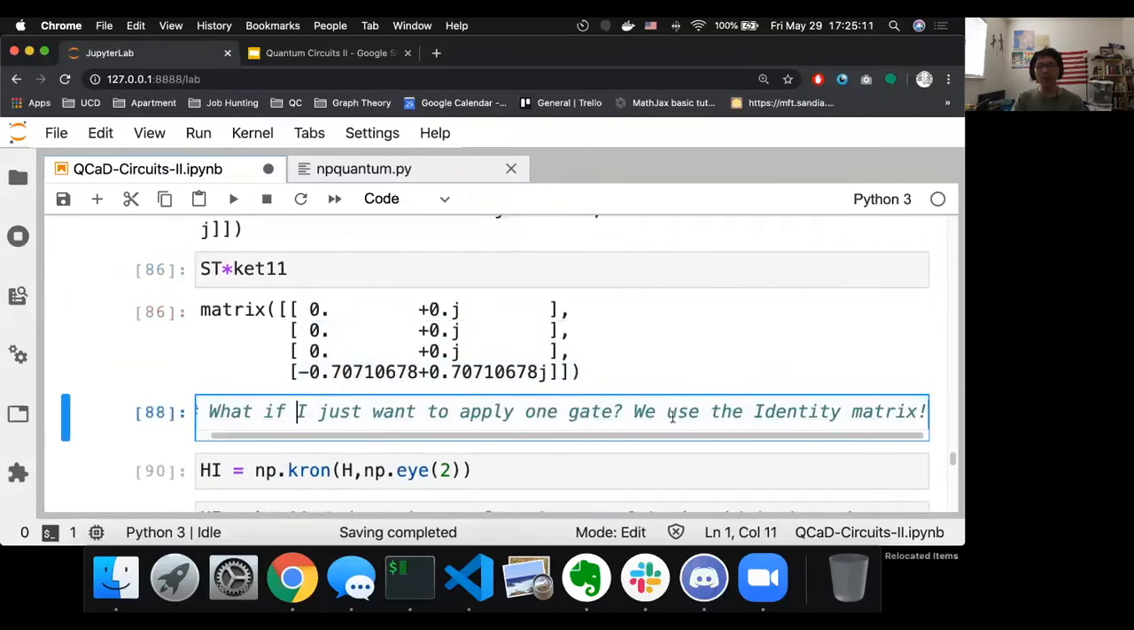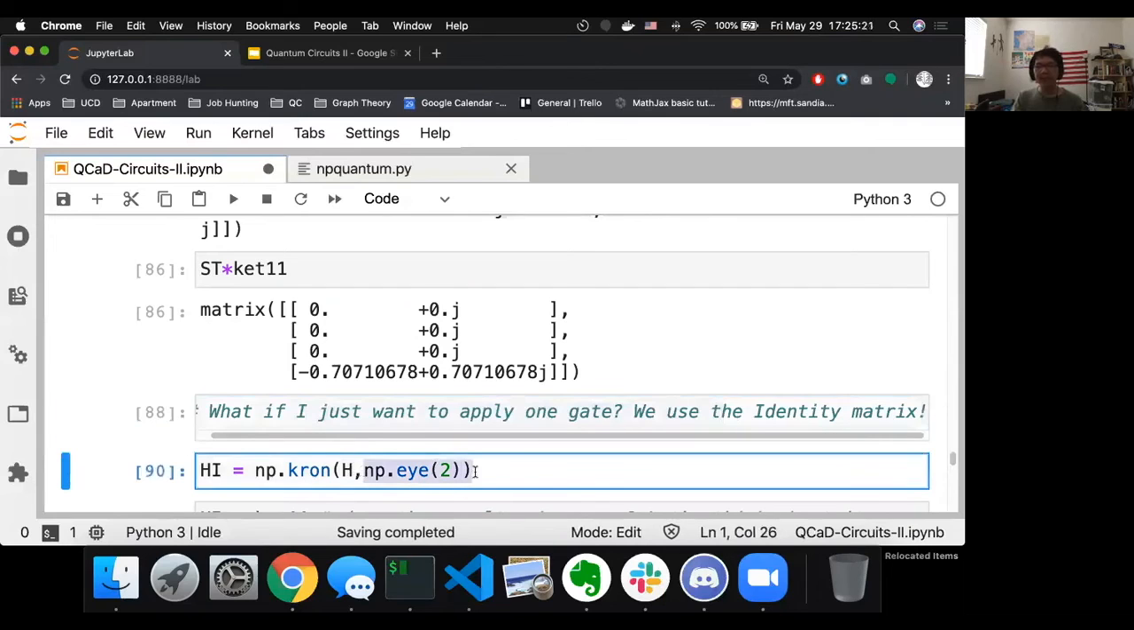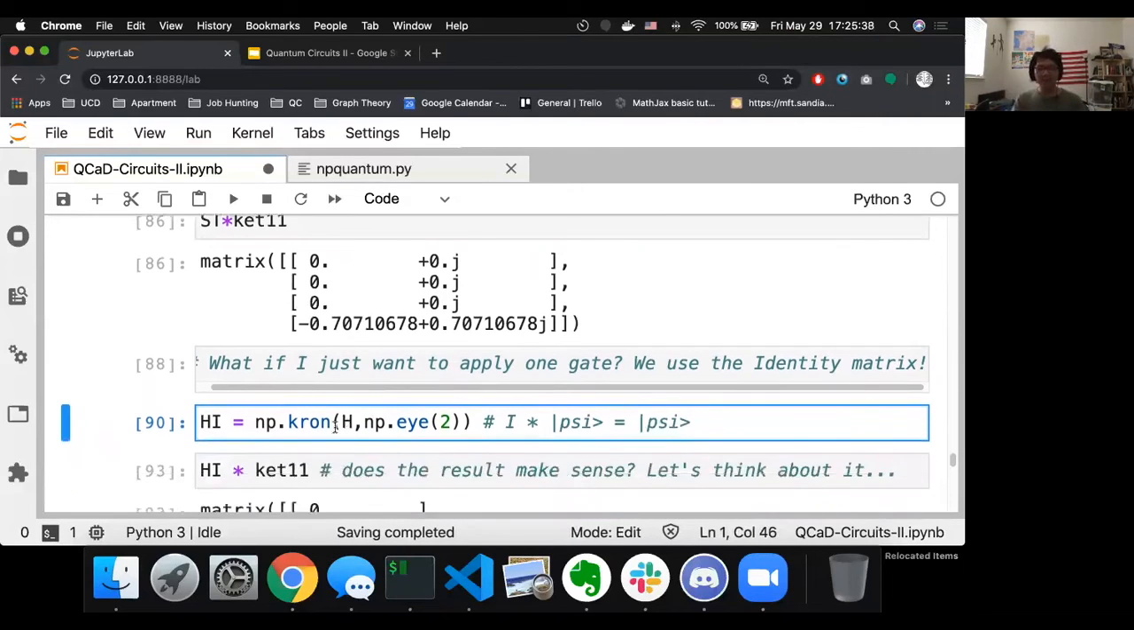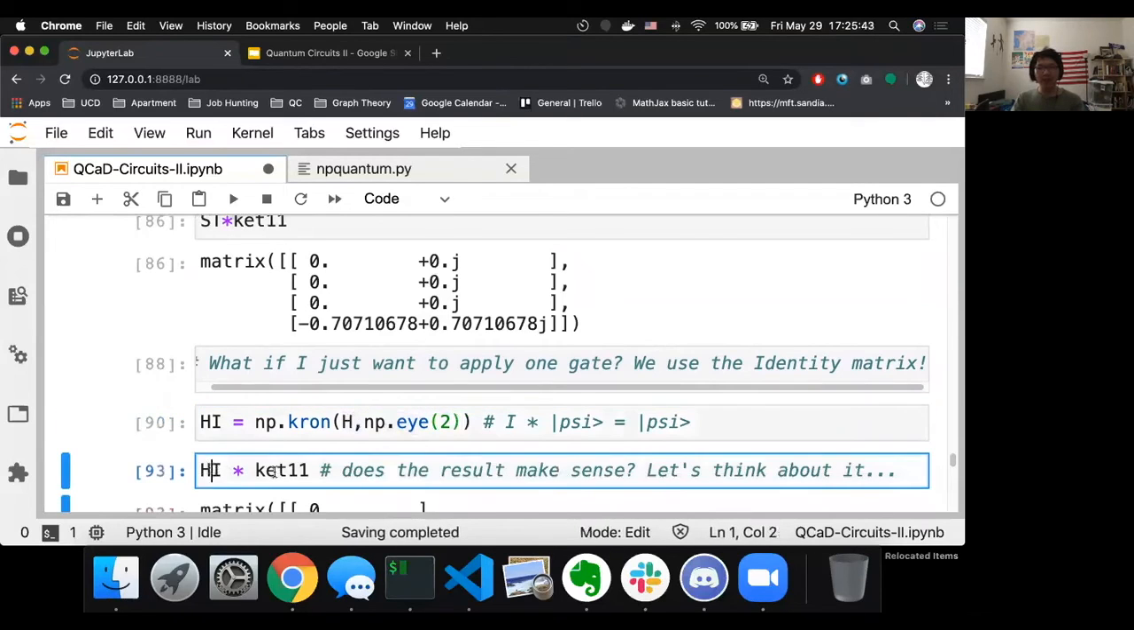But what if I only want to apply 1 gate? So I have 2 qubits, but I only want to apply a single gate. So 2 qubits, but 1 Hadamard. The trick is you literally insert the identity matrix. So the identity matrix, if I take any quantum state, so I'll just do ket psi, and I multiply the identity times psi, I will still get psi. Nothing changes, nothing happens. So if I take the Kronecker product of the Hadamard gate with the identity, the Hadamard will only target our first qubit, and nothing happens to the second qubit.